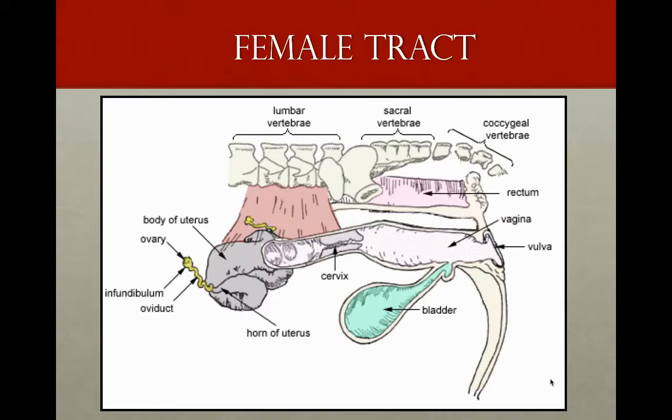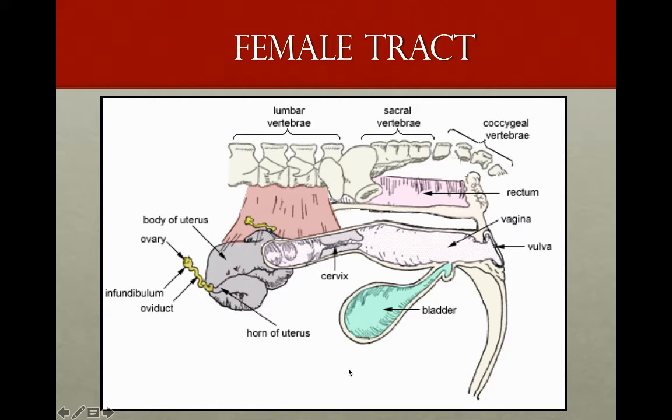You're looking at a cross-section diagram of the female reproductive system. To the left of your screen, you're going to notice that's where the front of the animal would be, and to the right of the screen would be the rear. Naturally, the backbone is toward the upper part of the screen, with the lower part being near the bottom.